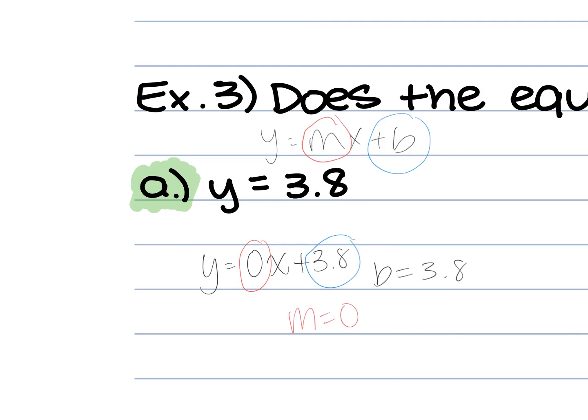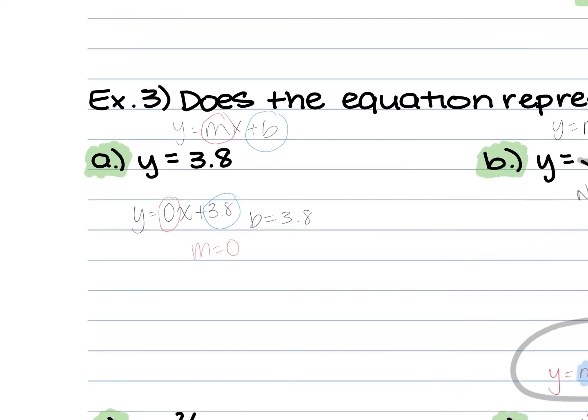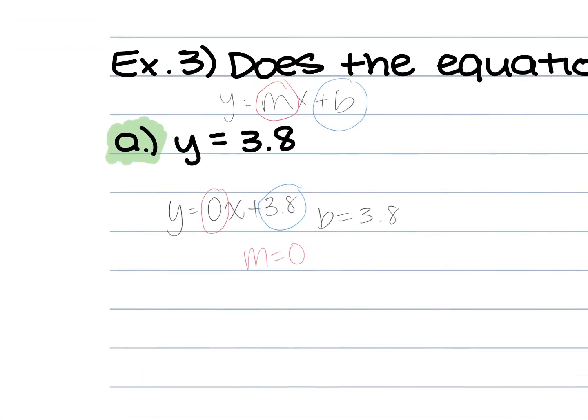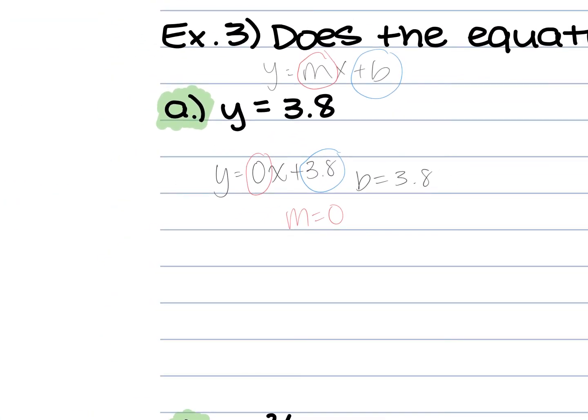You see how we're matching up what the m should be, what the b should be? If your x is never there, what's the m value? 0. Let's look at it. What do we label this? Linear or nonlinear? Linear. This one's linear, because we could match it up, right? And it's going to be a linear function. M was 0, b was 3.8, and it's linear.